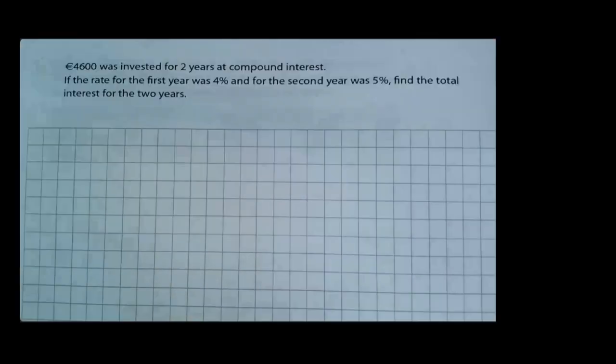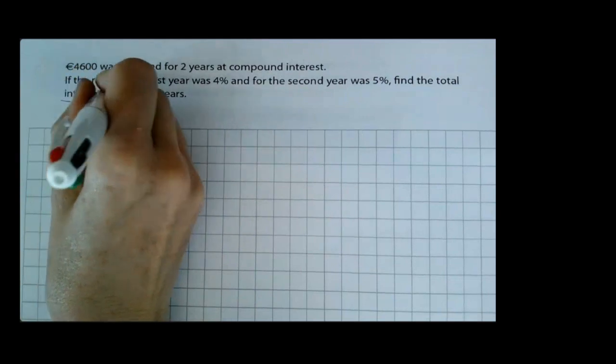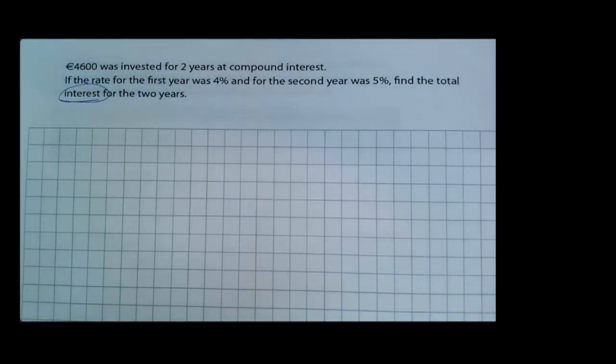And there we go. Let's take a look at this question. 4,600 was invested for 2 years at compound interest. If the rate for the first year was 4% and for the second year was 5%, find the total interest. Okay, not the final value. That's important to know straight away. Find the total interest for the 2 years.